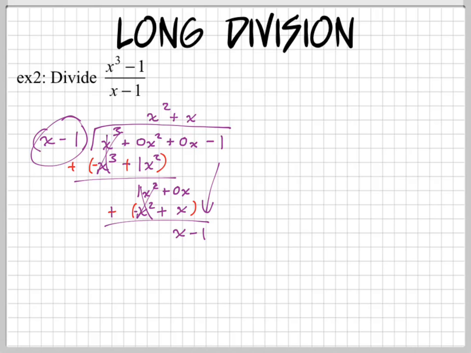And look, it goes into it nice and pretty. Sweet. So this is just plus 1. I go x minus 1 and subtract the whole thing to get 0. So this one is a factor of this, because I got a remainder of 0. So this is my answer, x squared plus x plus 1.